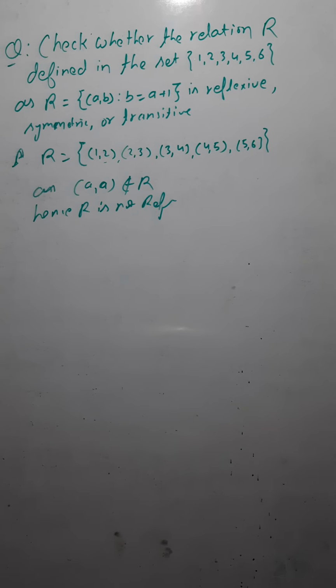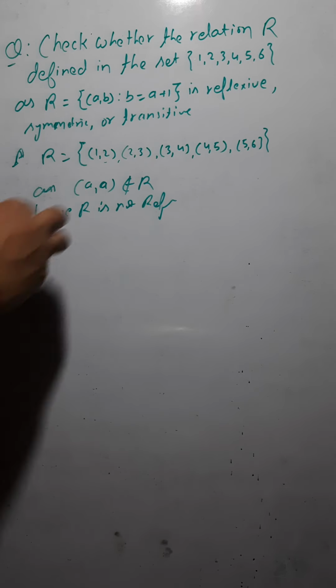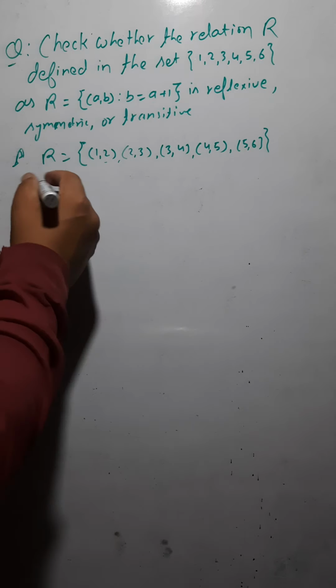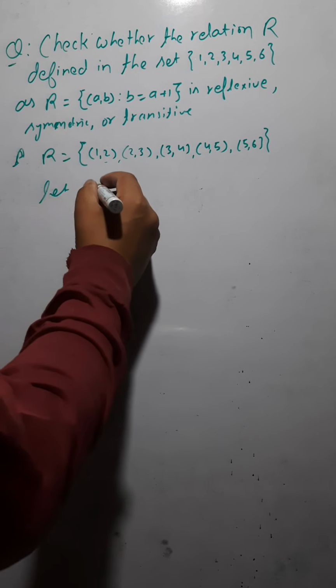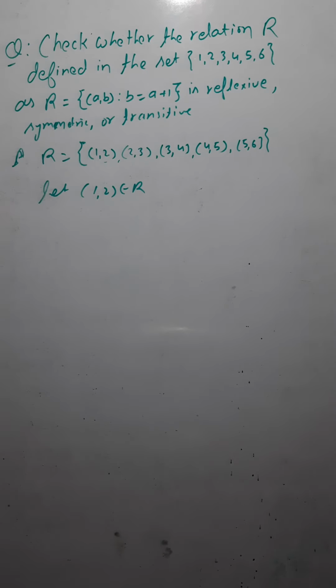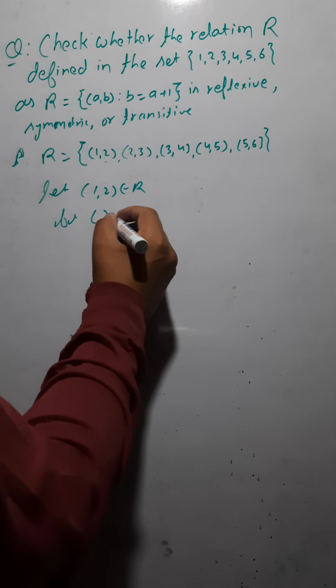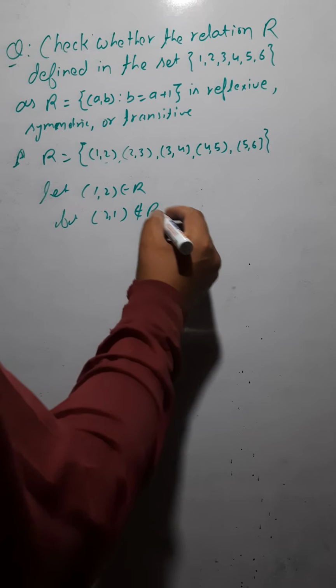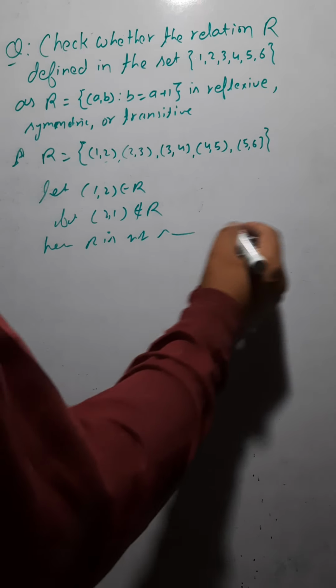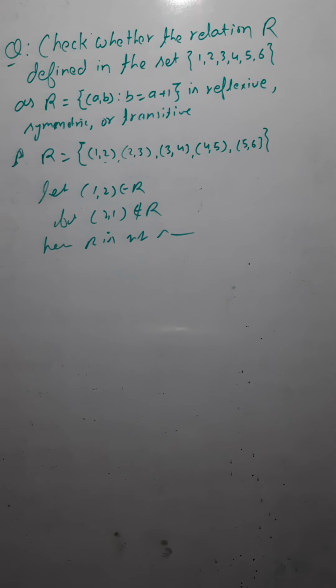Now we would check whether the given relation is symmetric or not. For being symmetric, the reverse should also be there. Let's say (1, 2) belongs to the relation, but is (2, 1) also there? No, (2, 1) does not belong to the relation R. Hence R is not symmetric. So this is how you would find it.